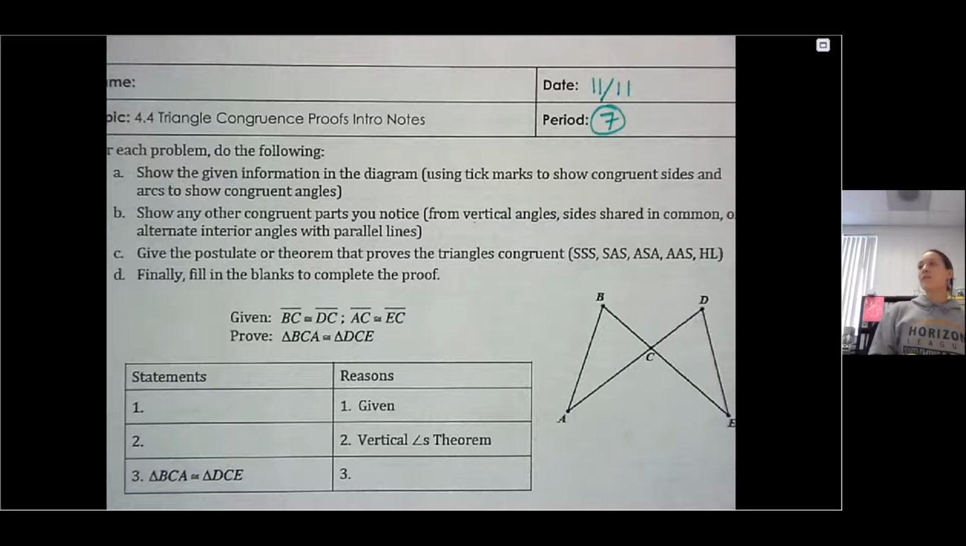Letter C, third step. Someone else. Go for it. Give the postulate or theorem that proves a triangle congruent. SSS, SAS, ASA, AAS, or AHL. Good. Okay, so those are the 5 you're allowed to use. Obviously, don't try to use one that doesn't prove anything, like the bad word one, or angle, angle, angle. Those aren't real. And then last step is fill in the blanks to complete the proof.